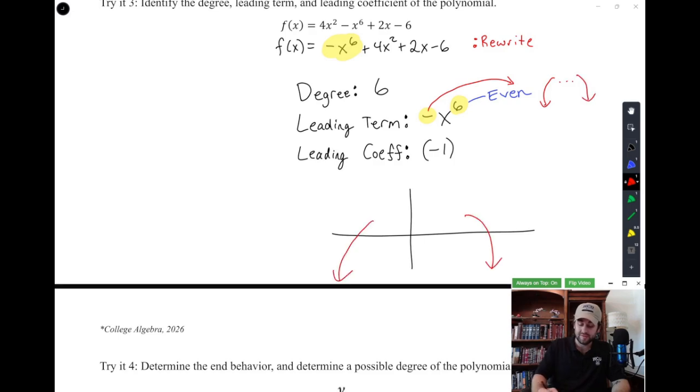So we don't know a lot about this function. We don't know what happens in the middle. But what we do know is at the ends, at the far left and the far right, it's going down like that. And that comes from the degree, the leading term, and the leading coefficient.